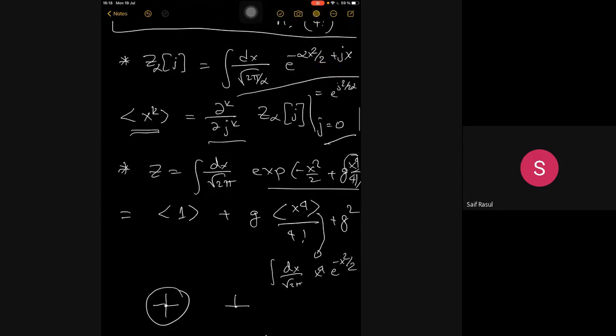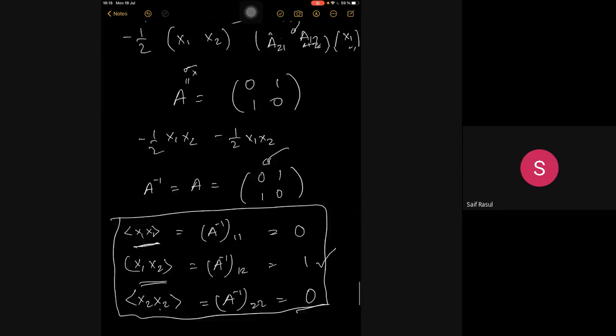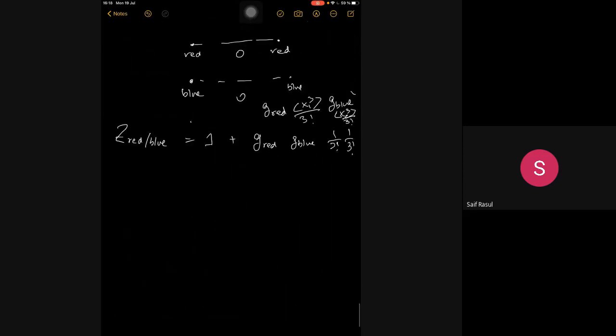Yeah, that's how we expand. Yeah, the powers of G. So if we expand it out, we'll have these things. If you write it out like this, x1, x1, x1, x2, x2, x2, because you have x cubed, right? x1 cubed and x2 cubed, you can write it out like this. And remember, now you have to use Wick's theorem.